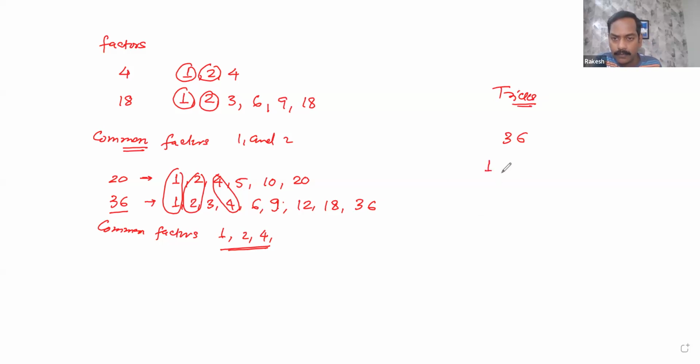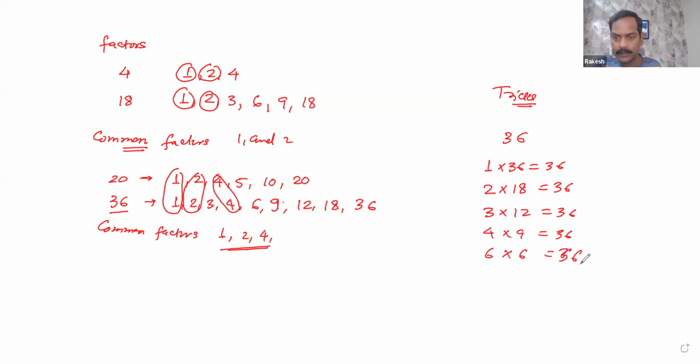You start with 1. What should be multiplied with 1 so that you get 36? Just do this thing. So 1 should be multiplied with 36, so you'll be getting 36, right? Next, after 1, go for 2. Does 36 come in the table of 2? Yes. How many times? 18 times, right? Similarly, the next number is 3. 3 into something should be 36, meaning that 3 into 12 is 36. Then 4 into 9 is 36, right? 5 will not be divisible. 6 into 6 is equal to 36.